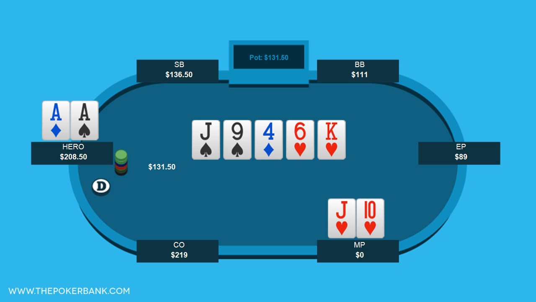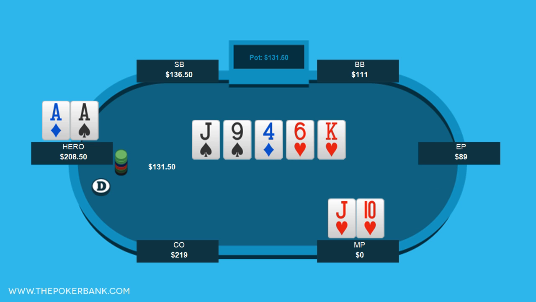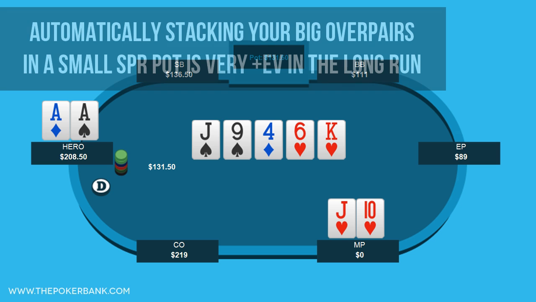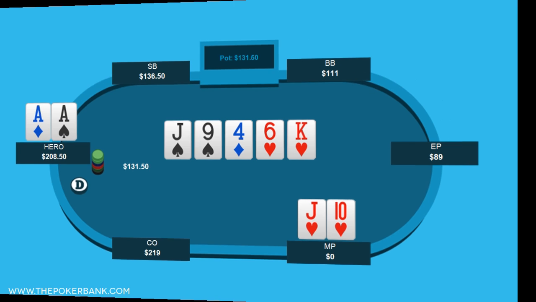The big thing to remember is that in the long run he is making the much larger mistake by getting involved in a small SPR pot with such a hand. He won't hit strong enough, often enough, to justify his call. And while he may be rewarded once in a while, rest assured that your stack off in these small SPR pots is going to be profitable in the long run.